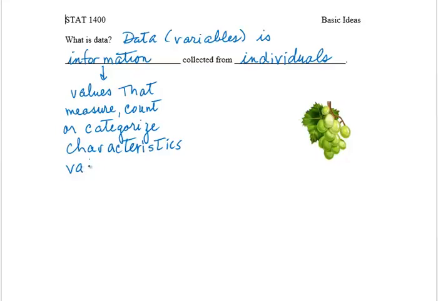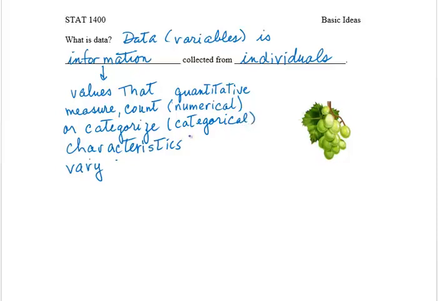And of course, these values vary from individual to individual. Now, if the values measure or count, we call them numerical data or quantitative data. If they categorize, we call them categorical data, or sometimes qualitative data.